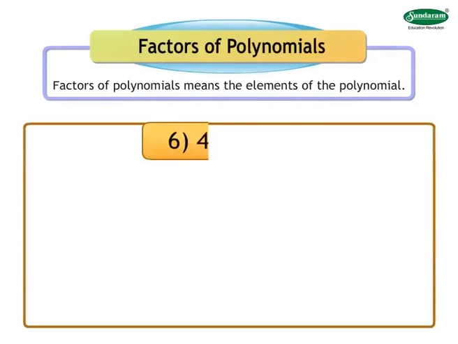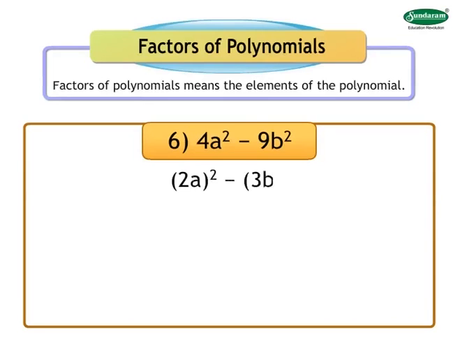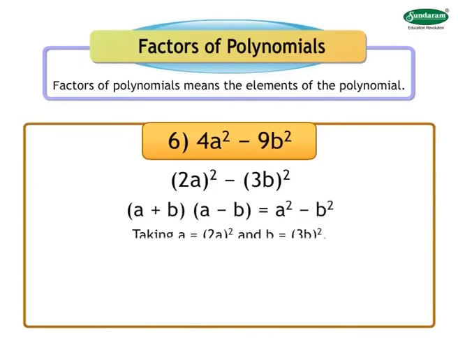6. 4a square minus 9b square. As we see, 4 is the square of 2 and 9 is the square of 3. We can write 4a square as 2a the whole square minus 9b square as 3b the whole square. I hope you remember what is a plus b into a minus b. A plus b into a minus b is equal to a square minus b square.